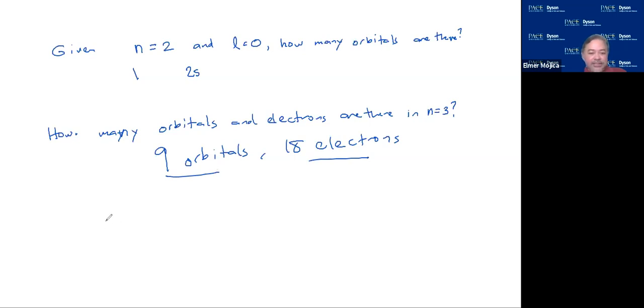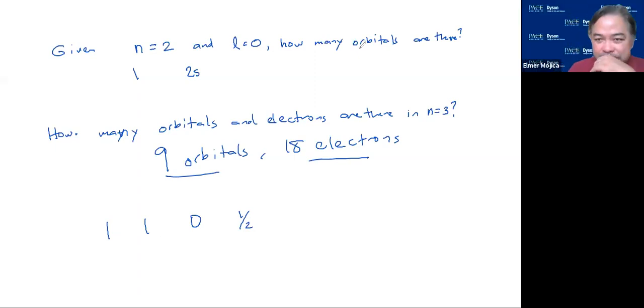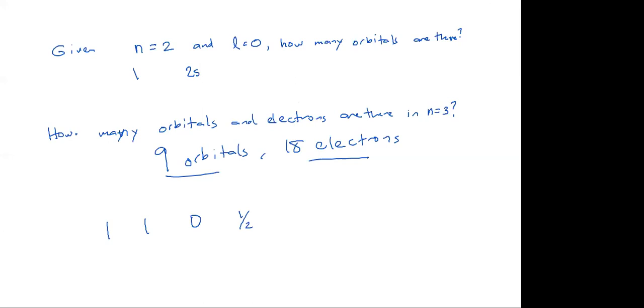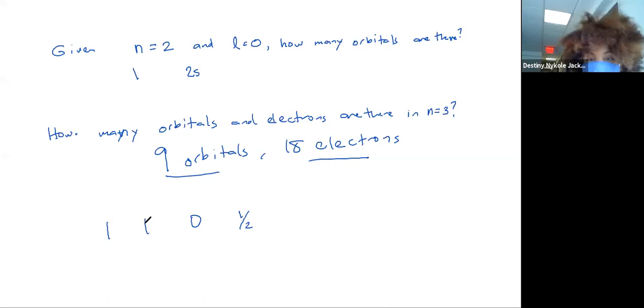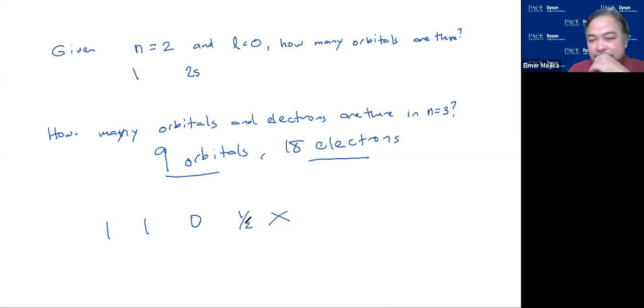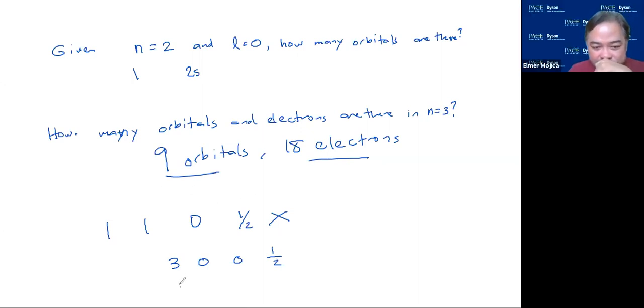Now, is this set of quantum numbers possible? No. When n is 1, the only value of L has to be 0, doesn't it? So this is not possible. Now, how about this? Is this possible? Yes, it is possible.